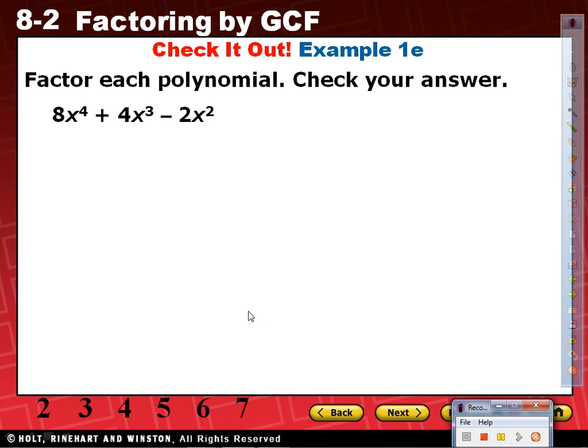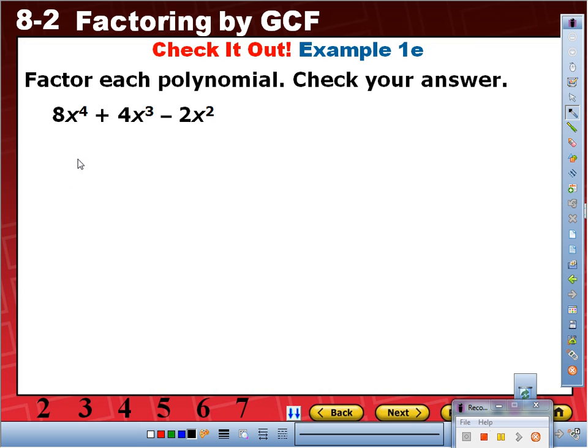All right, factor. We've got 8x to the 4th plus 4x cubed minus 2x squared. So a number that divides each of these numbers is 1, is that correct? But also 2. Okay, so I'm going to write 2 right here. All right. Do we have an x in each term? Yes. Do we have an x squared in each term? Yes, we do. Here, let me show you.